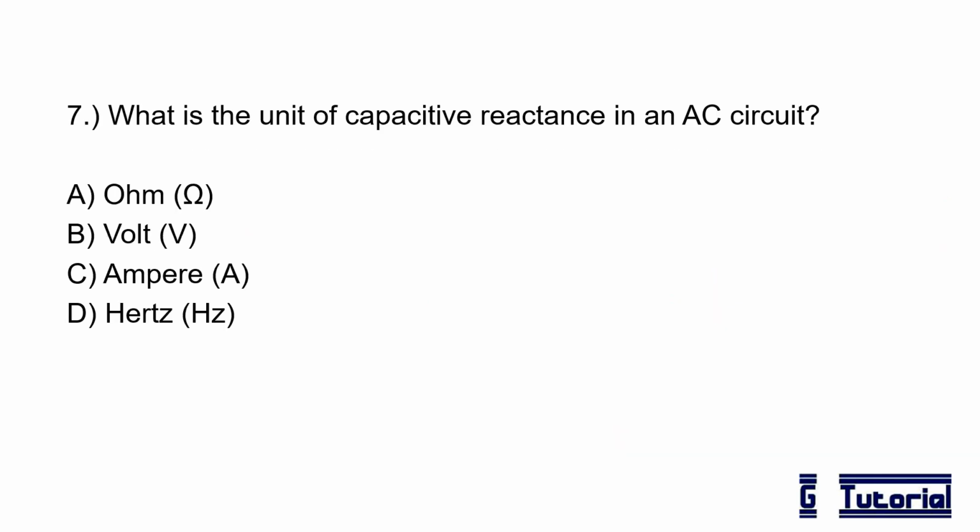Next question. What is the unit of capacitive reactance in an AC circuit? The unit of capacitive reactance is ohm. Reactance means resistance for a capacitive or inductive circuit. So its unit is also ohm. For inductive as well as capacitive reactance, the unit is ohm.